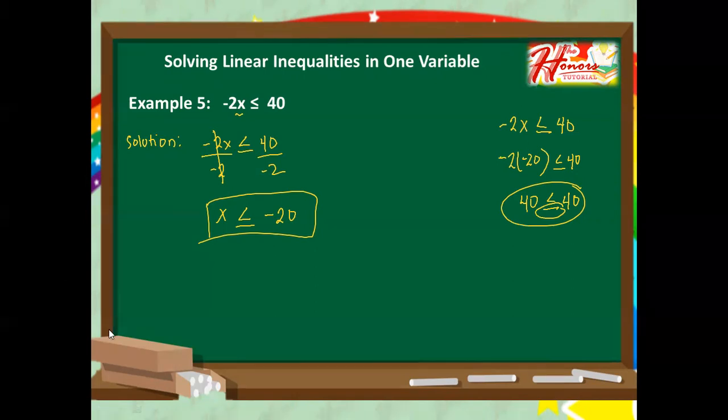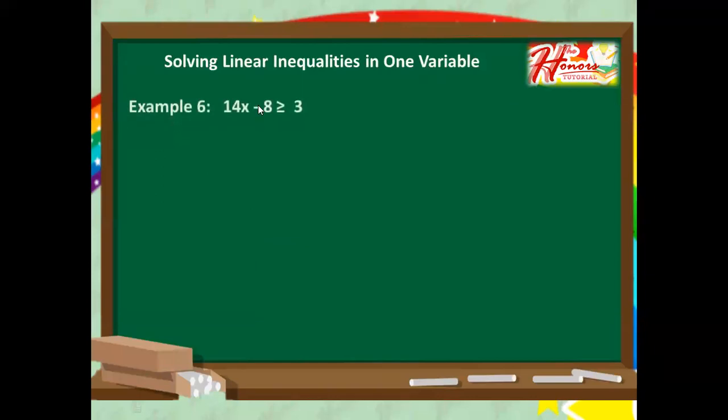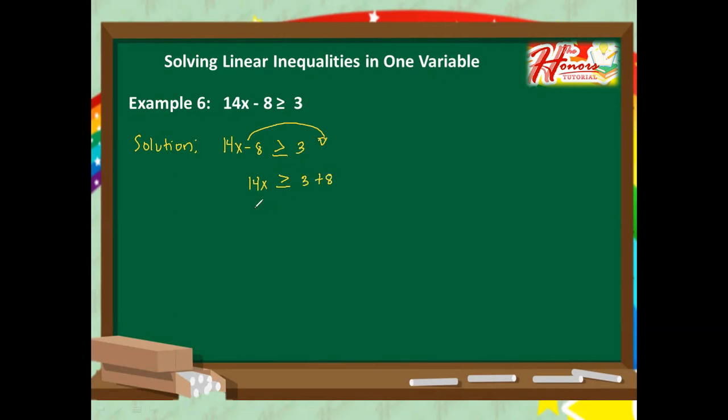Let's have another example, and that is example number 6. We have here 14x minus 8 is greater than or equal to 3. So let's have our solution here. Copy the given 14x minus 8 is greater than or equal to 3. Let's have 14x alone at the left side of the equation and then copy the symbol. Transpose negative 8 to the right side of the equation. So we have here 3 plus 8. So 14x is greater than or equal to 3 plus 8 is 11.